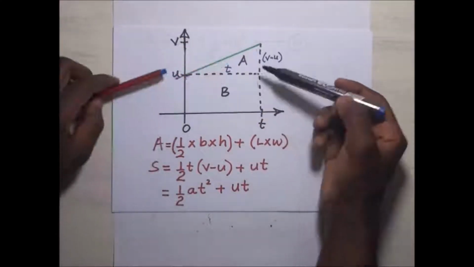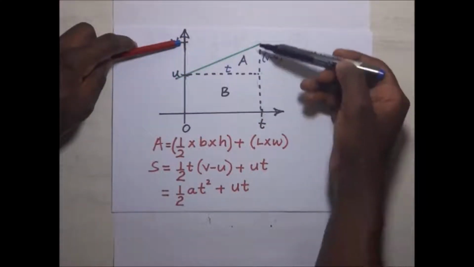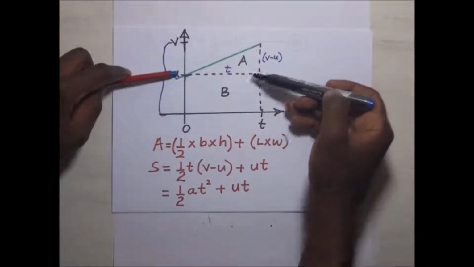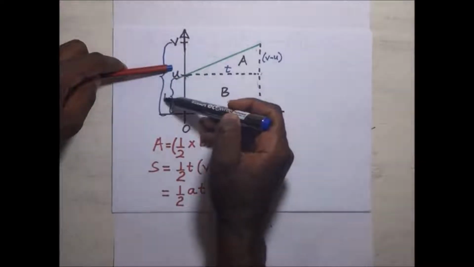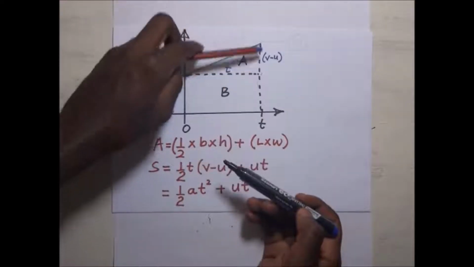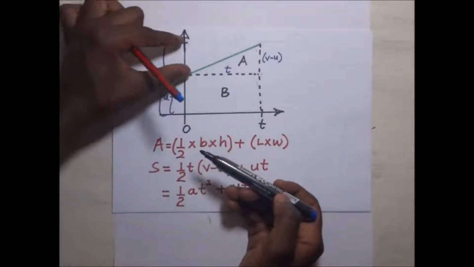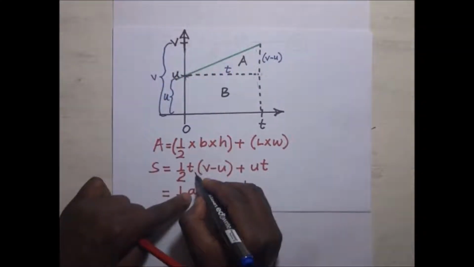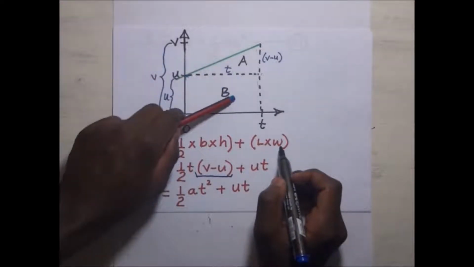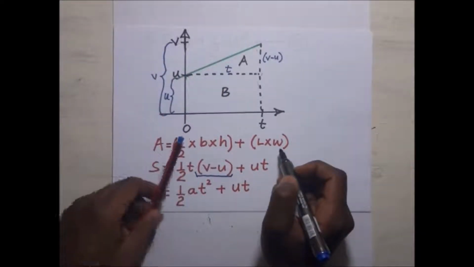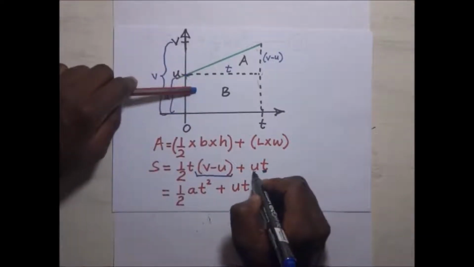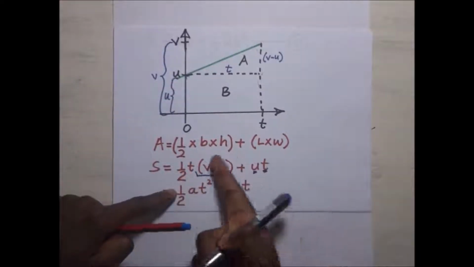The distance from here to here is v, and the distance from here to here is u. This is v, this is u. So to get this remaining distance, it's going to be v minus u. That's how we come up with that v minus u, plus the length times width for the rectangle. Our length is t, and our width is u. So that's how we come up with that step.